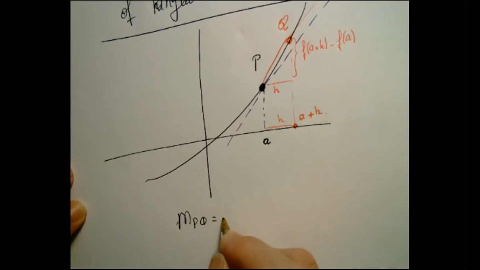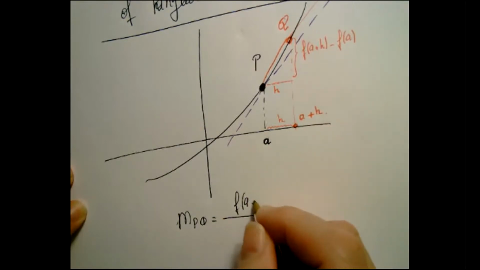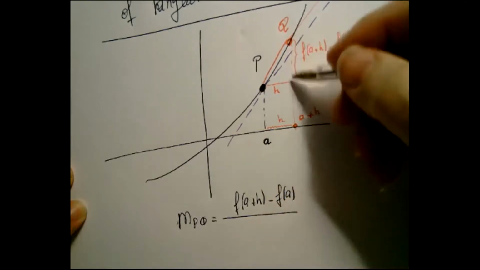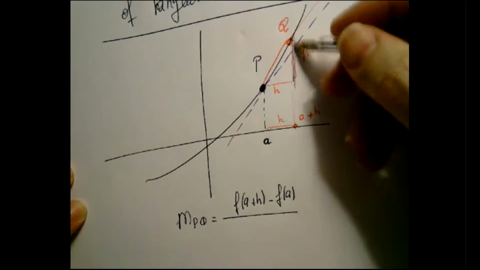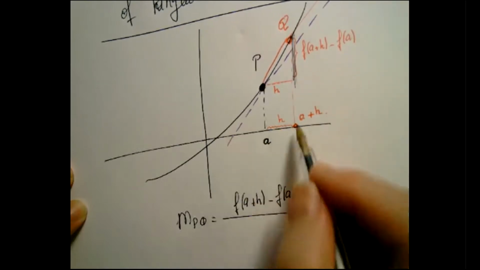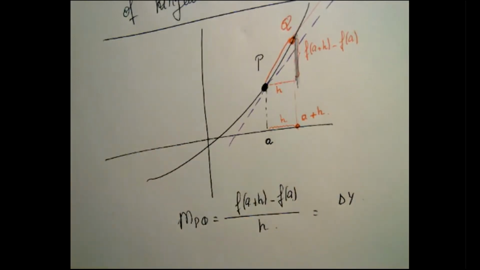Now in general, because we have to build the definition, it's nothing more than F of A plus H minus F of A, which is really the rise, or the change in output, divided by the change in input, which is A plus H minus A, which is nothing more than H. So the slope of the line PQ is nothing more than this ratio between the change in the output over the change in input.